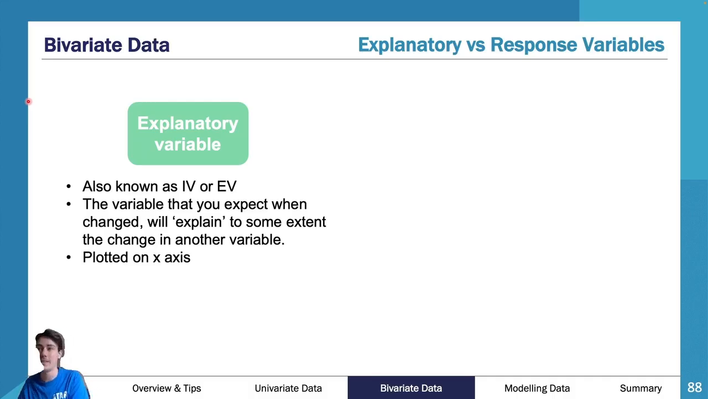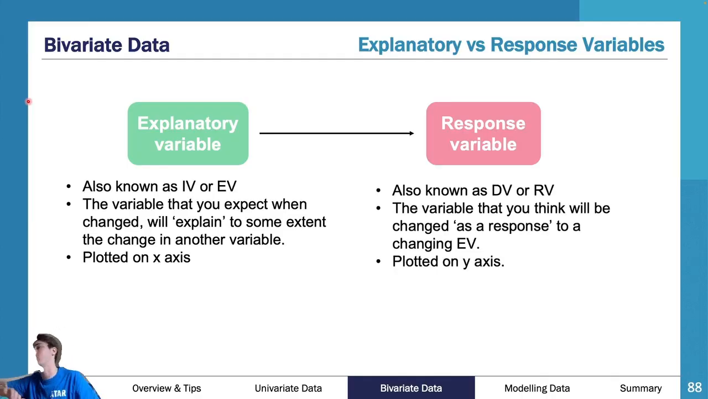This is plotted on the x-axis. The explanatory variable explains what's going on. So this, therefore, causes a change in the response variable. A good way of thinking about this is height versus age. Well, age is going to be your explanatory variable. Your height does not explain your age, but your age does explain your height.